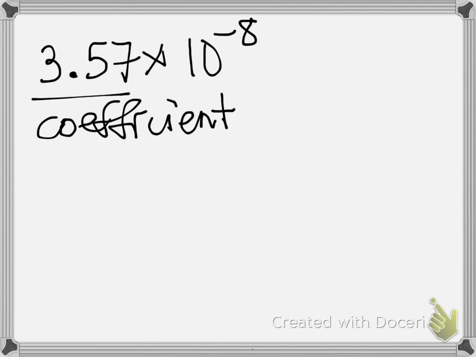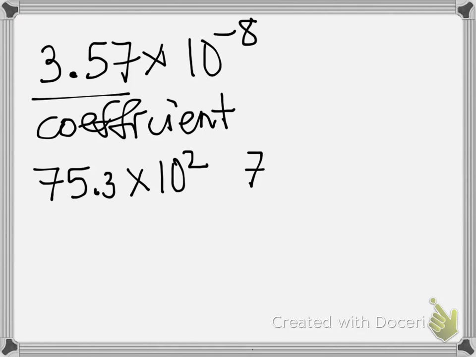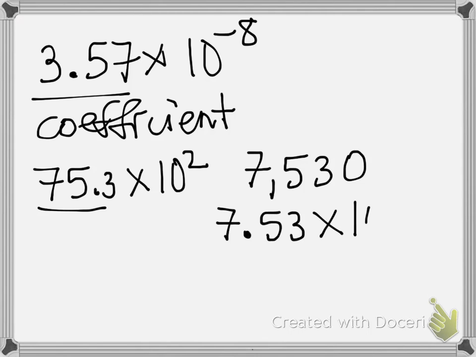Letter C isn't okay because it's 75.3 times 10 to the second, which really is the number 7,530. This coefficient isn't proper. It's not greater than 1 but less than 10. The correct way to write that would be 7.53 times 10 to the third. That would make it correct. Letter D is okay, 2.92, because again, greater than 1, less than 10.